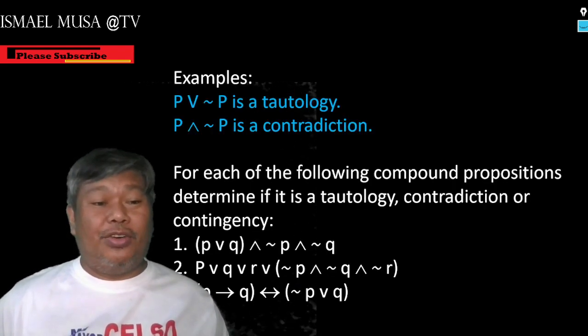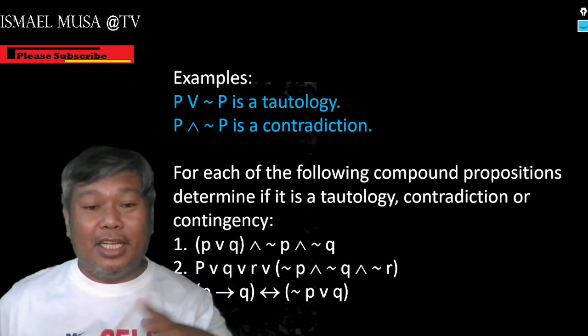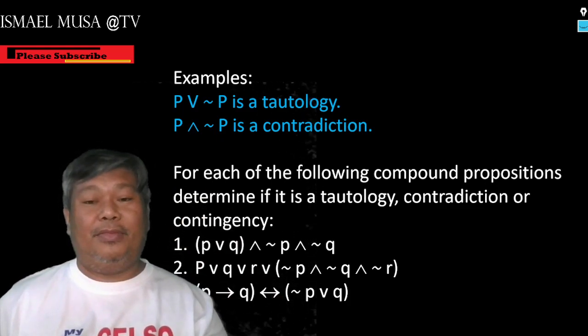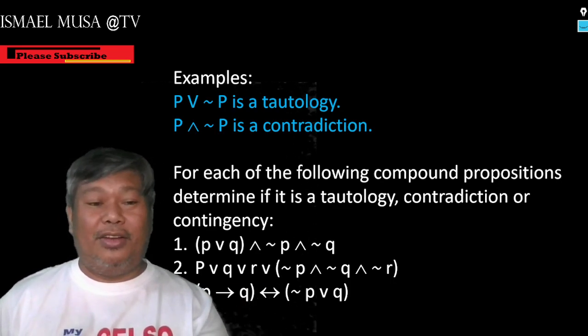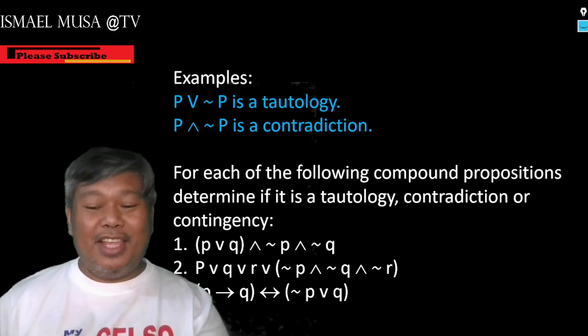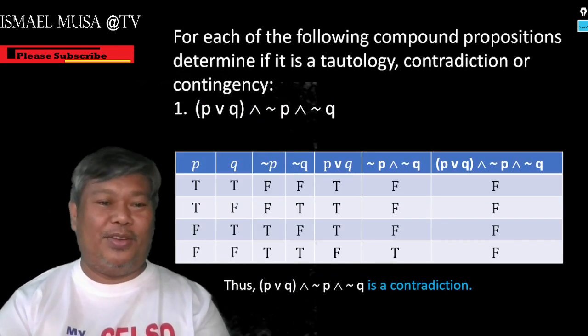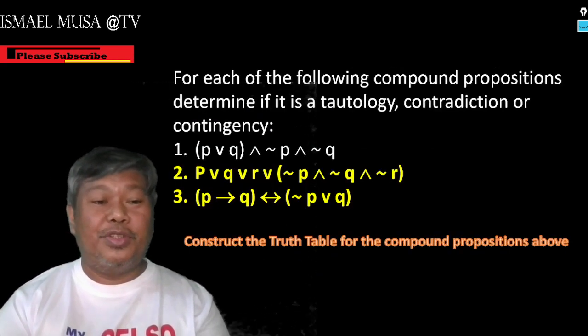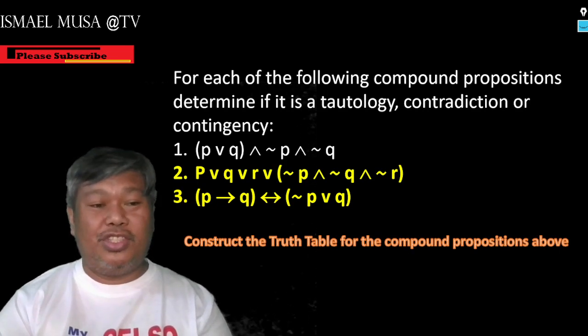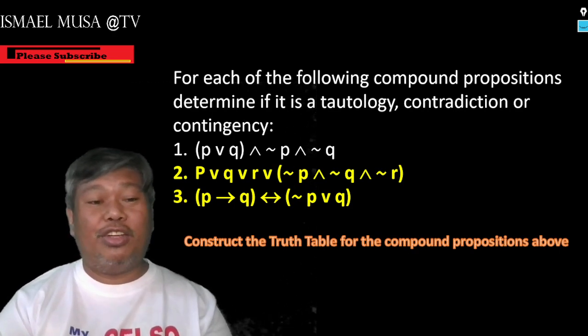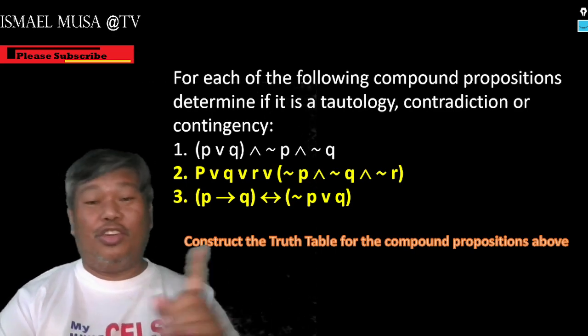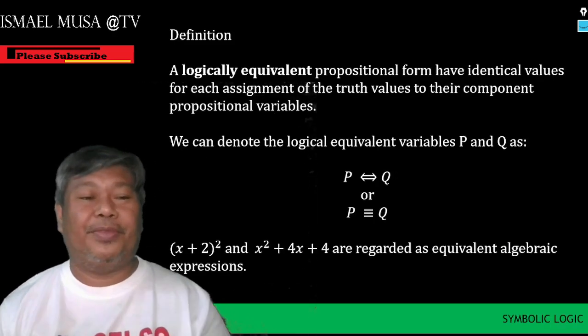Now, this is your activity, class. Please proceed to your activity. Have you gone to your activity? Here's my answer. For each of the following compound propositions, determine if it is a tautology, contradiction, or contingency. So you are to construct the truth table for the compound propositions above. Go to your GCR.